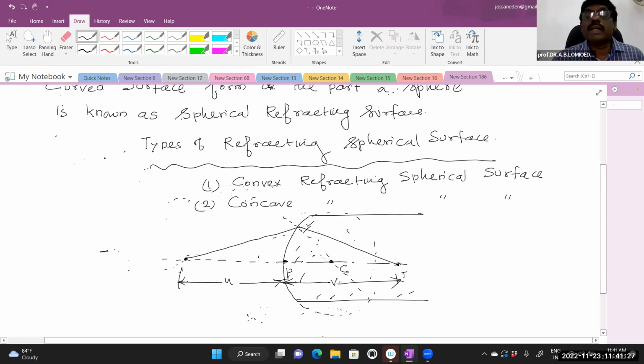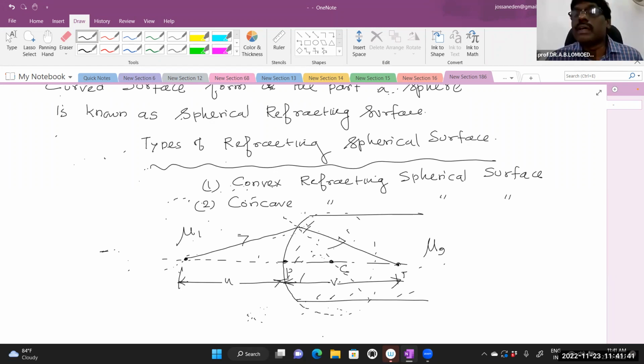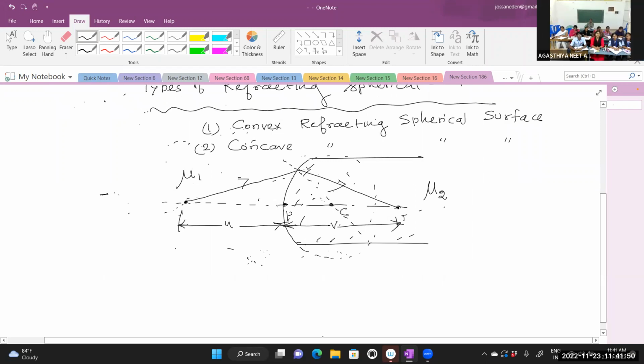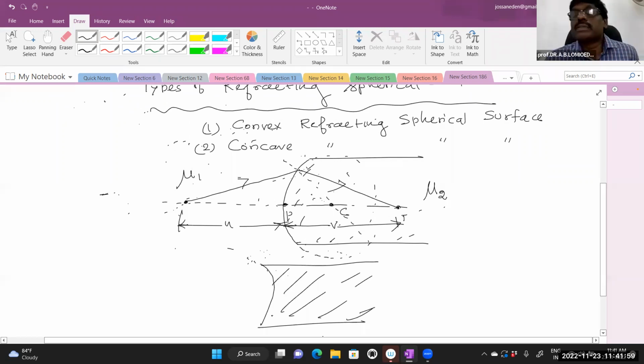This is the center. Let the object be placed in the rarer medium. Its refractive index, let it be mu1. Here, the refractive index of the spherical surface is mu2. Similarly, this is the concave refracting surface. This is the concave refracting surface.